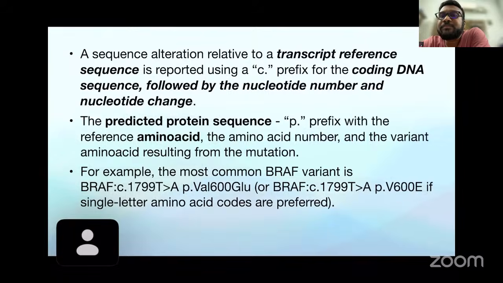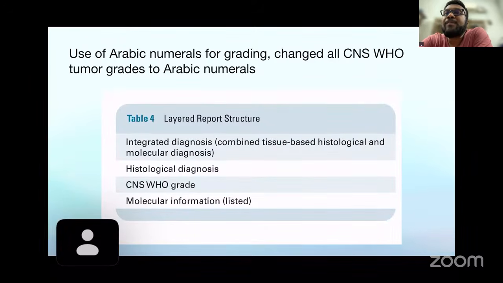Okay, so use of Arabic numerals. Earlier we used to use Roman numerals. Now, like all other tumor gradings, Arabic numerals are used instead of Roman numerals. That is also a change which has been incorporated into CNS5.